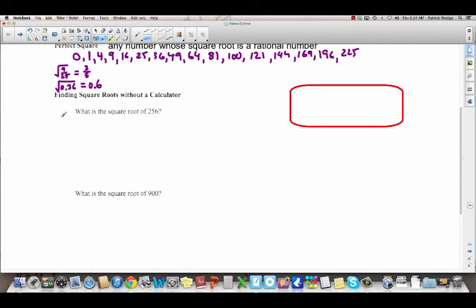Good news, we're going to do something we did last class. We're going to do the prime factorization. That's the tree factors, right? Factor trees. So think of any two numbers that multiply to get 256.